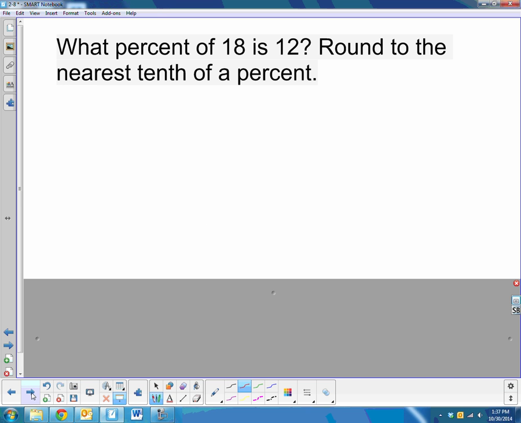Okay, first example. What percent of 18 is 12? Round to the nearest tenth of a percent. So what percent? We don't know, so I'm going to use P as my percent. Of, hey, that's one of our words. What percent of? Of means multiplication. 18 is, hey, is, we know that the word is means equals in math speak. 12. I've got an equation. I can solve that equation.